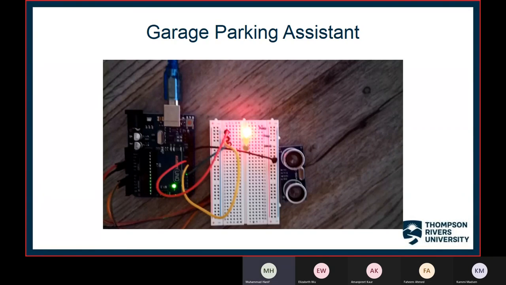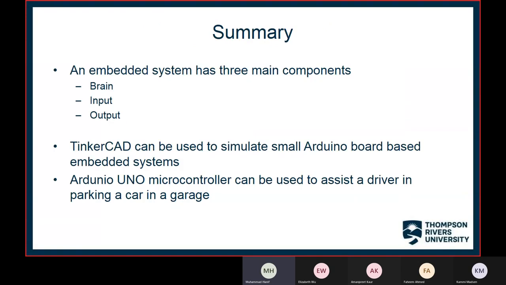So that brings me to the end of my presentation. Let me just summarize what I discussed. I discussed that embedded systems are present everywhere, and they have three main components. The first one is the brain, which is the main component, and then there are input and output devices which are connected to this brain. Input devices give signals to the brain, whereas the output devices act on signals from the brain.